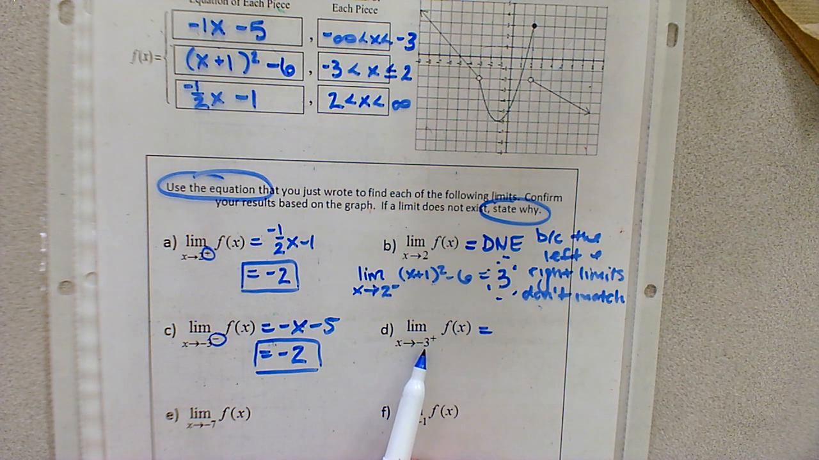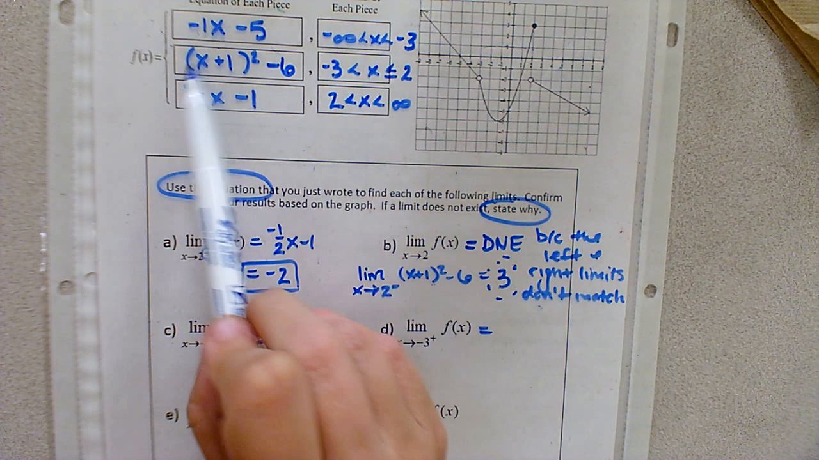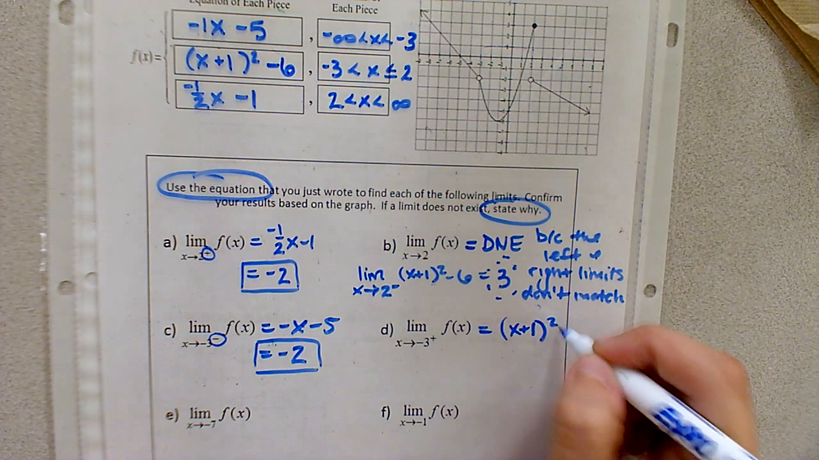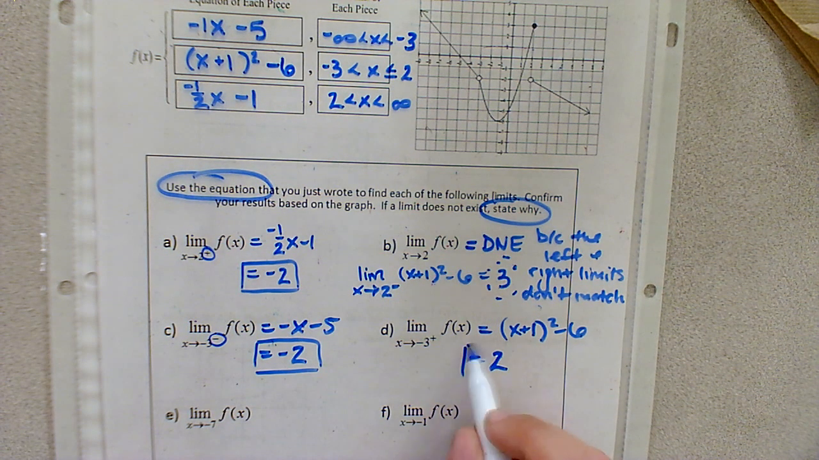This time let's approach -3 from the right, so we want to use x values that are bigger than -3. That would show up and satisfy this constraint. So we'll go ahead and use that equation of the parabola. Direct substitution is your first try, so plug in -3 plus 1 is -2, square -2 to get 4, and subtract 6, which would be -2.